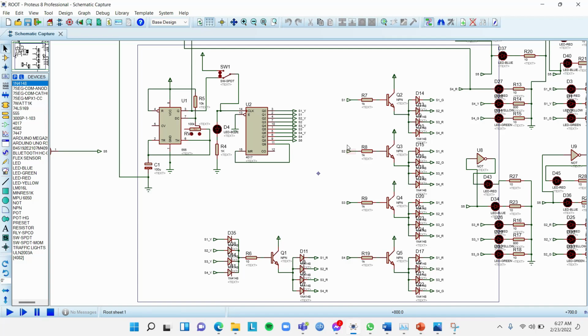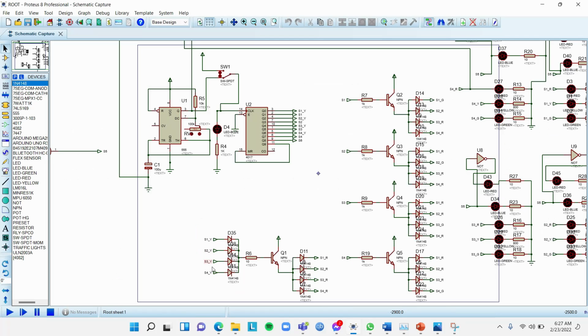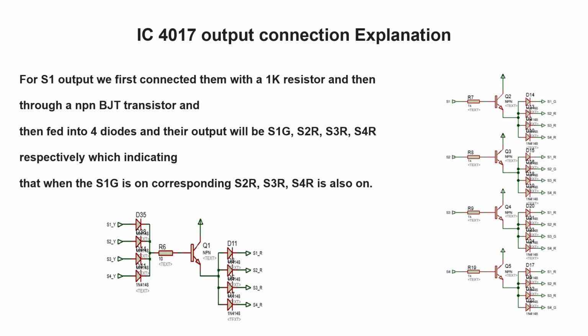Similarly, we will connect the S2, S3 and S4 outputs. For the S1Y, S2Y, S3Y and S4Y, we follow another approach. Firstly, they are connected to an NPN BJT by a resistor and diodes, then the outputs are fed into S1R, S2R, S3R and S4R respectively. That means the yellow light will be on when the corresponding red light is on. The SP is attached to all 4 signals via an NPN transistor to control the passersby.